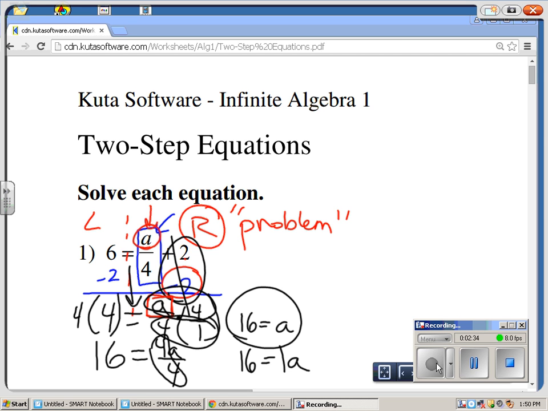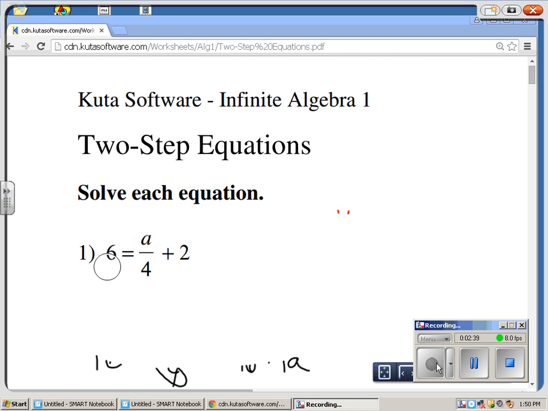Let me show you another method that you could use to do the same thing that we just did. It's just a different order. So instead of subtracting the 2 first, what I could do is I could say, all right, I know that a is separated from the 4 by division, so the inverse operation is multiplication. The reason why I don't do this first is because it's more complicated. If I multiply the right side by 4, I have to multiply the a divided by 4 and the 2 by 4. But as long as you do the same thing to both sides, it's still legal. So I can still do this. It just looks a little bit more complicated.